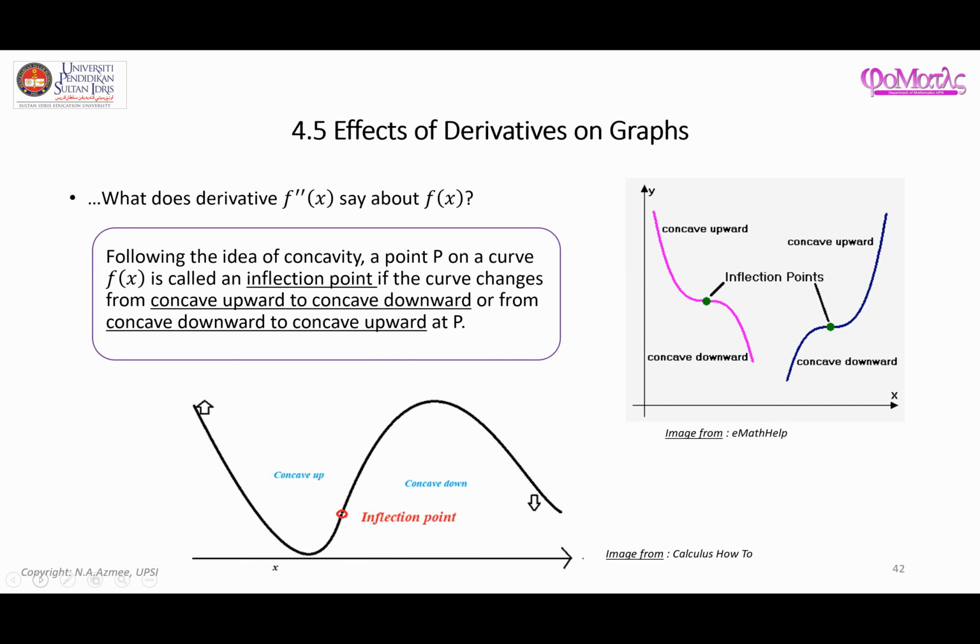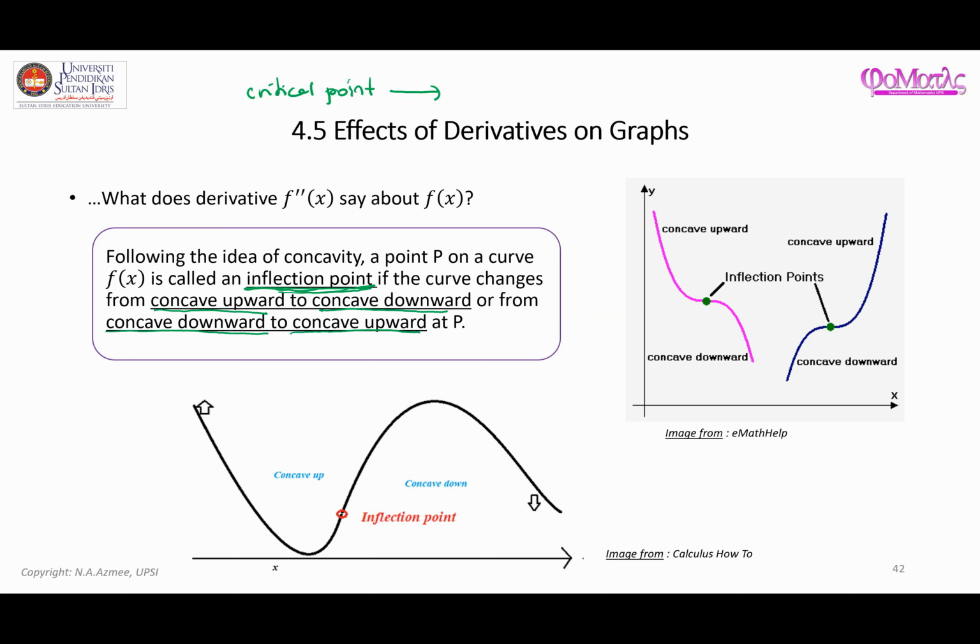Next, following the idea of concavity, a point P on a curve f(x) is called an inflection point if the curve changes from concave upward to concave downward, or from concave downward to concave upward at P. This idea of inflection point is more or less the same idea as the critical point, which you have seen in the first derivative. Now let us recall what a critical point is.